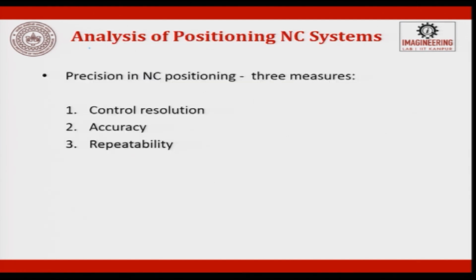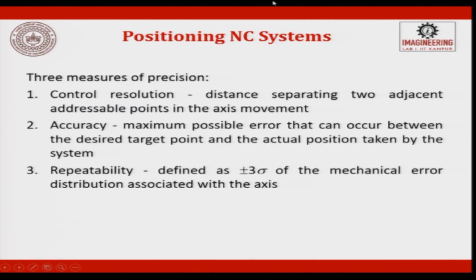The last part of the discussion is going to be on the analysis of positioning of NC machine. So, for the precision in the NC machine positioning, there are 3 measures. You can have control resolution, you have accuracy, and you will have repeatability. So, 3 things are very important when we have to measure the position in a CNC machine or in a NC machine. What is control resolution?